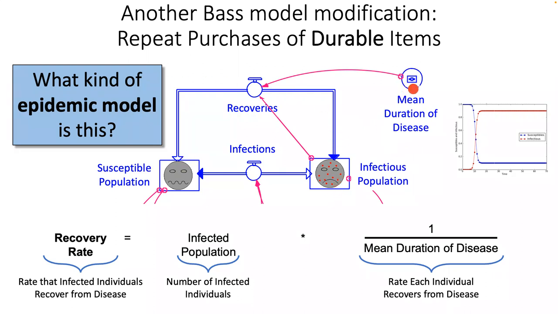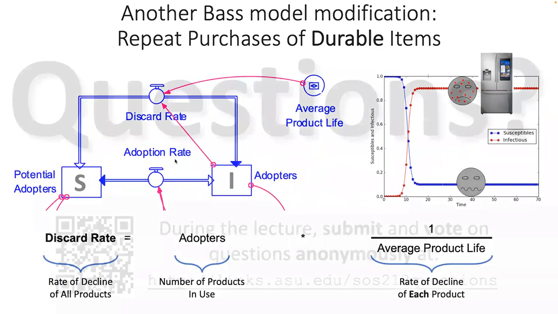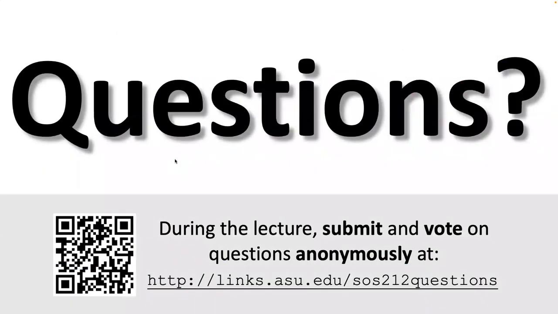If we're really interested in this repeat purchase of durable items, then we bolt on a little flow, and it's still the base model with a minor modification. That's just what we're showing here. So I've shown you three examples: the fish population, the SIR model, and the Bass model. The fish population is the fundamental one. The SIR model added a recovery stock, but it's still basically population growth. And the Bass model added advertising.